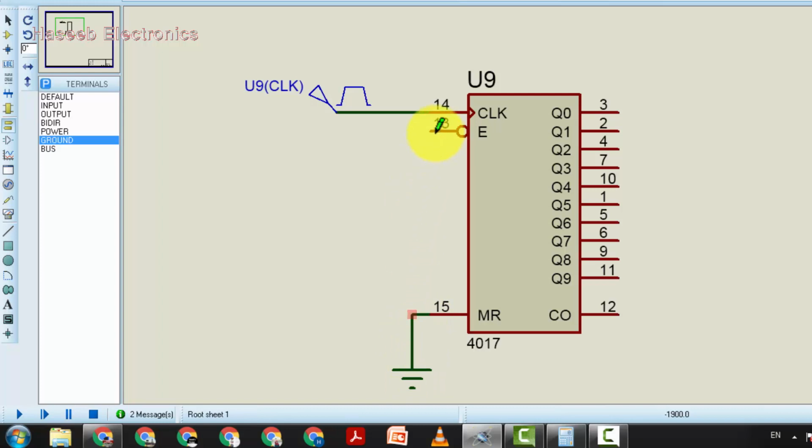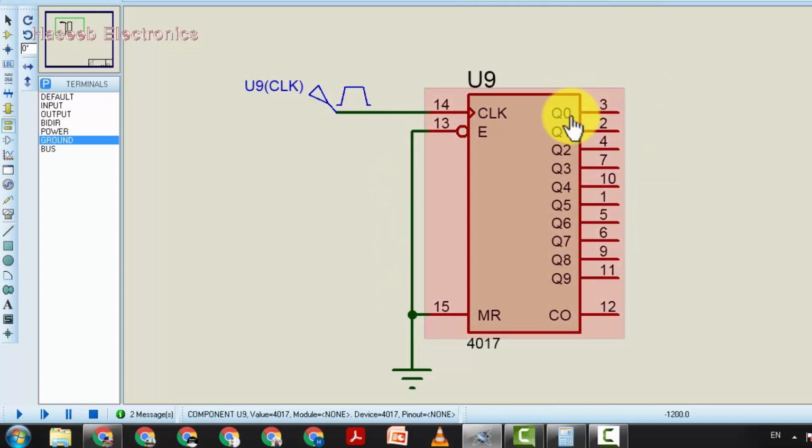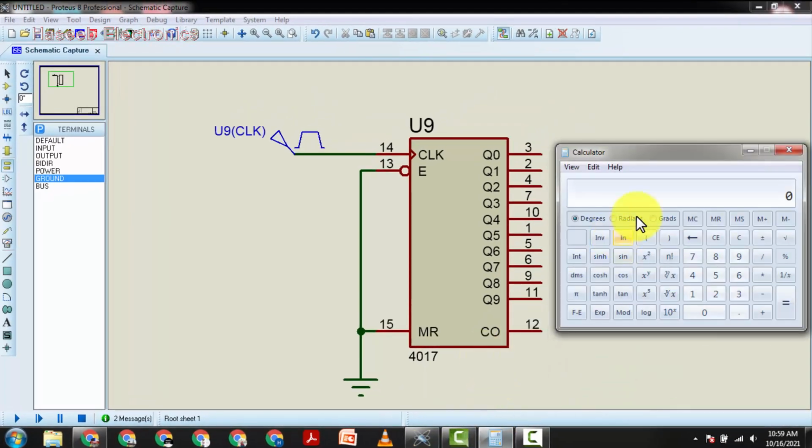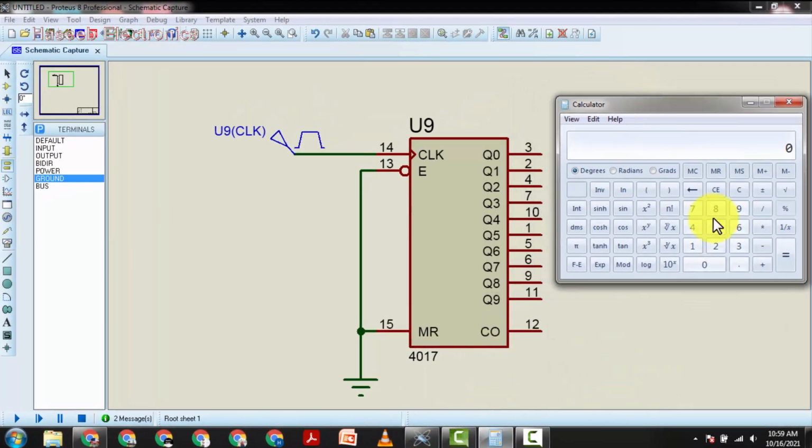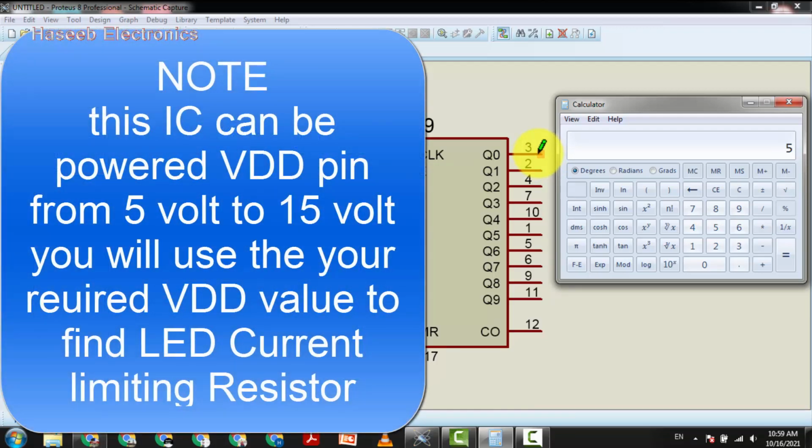Actually this decade counter counts the binary pulses which are coming to pin number 14, and it has 10 outputs from Q0. Q denotes outputs, Q0 to Q9, these are outputs, and this is carry output. Now it will count the pulses, and we can select a LED, or we can drive any other circuit. For example, to display on LED we have 5 volt output. It has 0 volt or 5 volt output. If low, it will give 0. If it is high, it will give 5 volt.